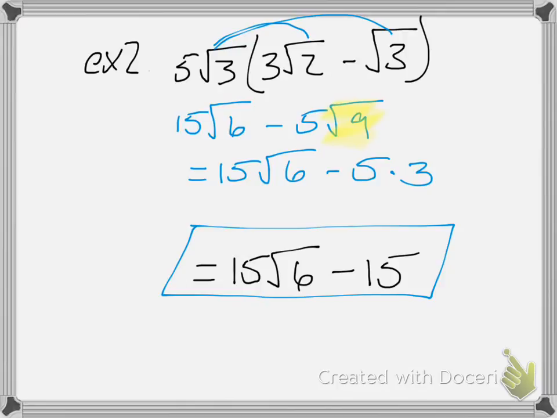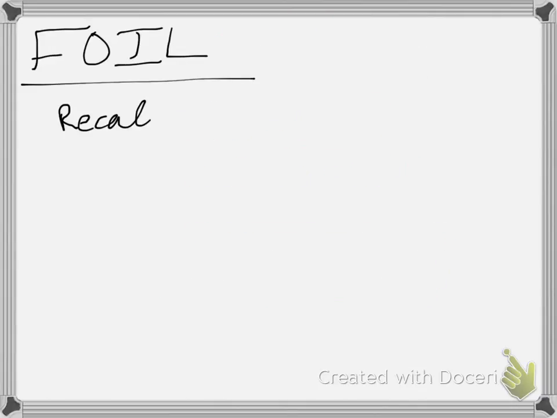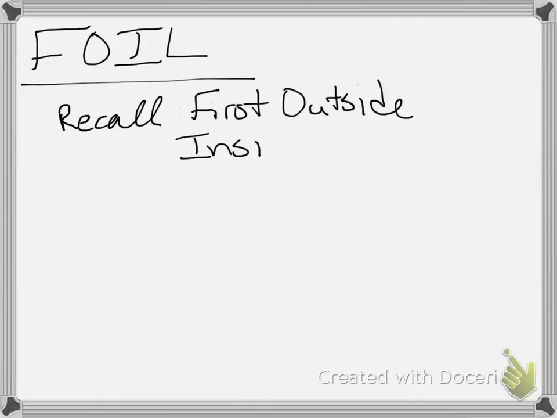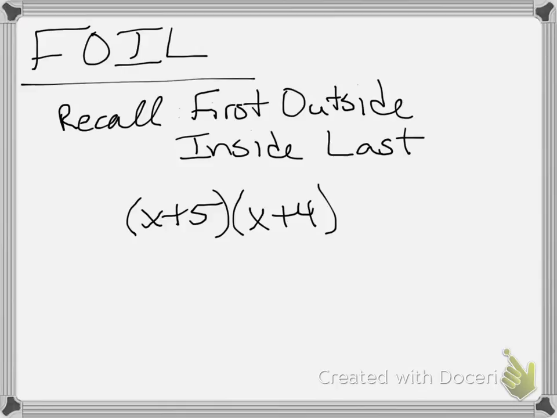Now, another type of problem that we will have is problems that you have to FOIL. Remember, we did FOIL last unit, and it stands for first, outside, inside, last. Let's do a problem like we did last unit, where we multiplied binomials: x plus 5 times x plus 4.